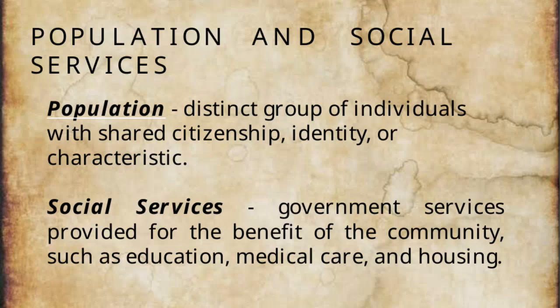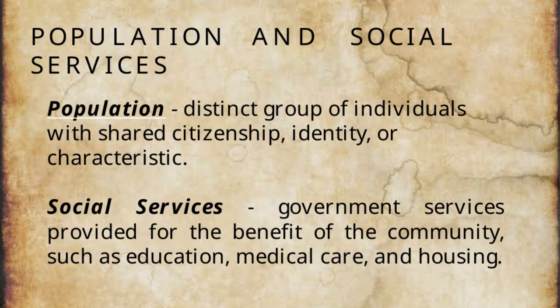Let's take a moment to look at the concepts of population and social services. When we talk about population, we're referring to a distinct group of individuals who share common characteristics, such as citizenship, identity, or other traits. Essentially, it's about the people that make up a community or society. Now, social services are the support systems provided by the government to benefit the community as a whole. These include essential services like education, medical care, and housing.